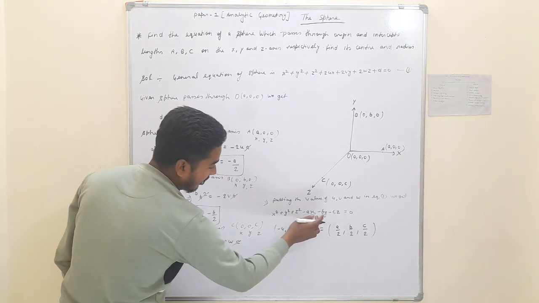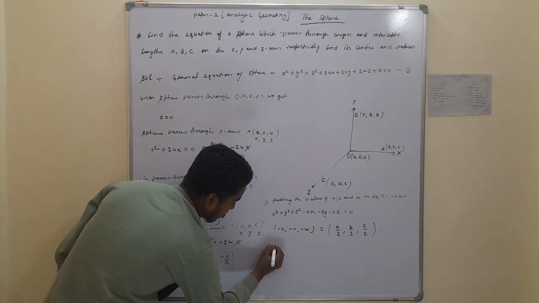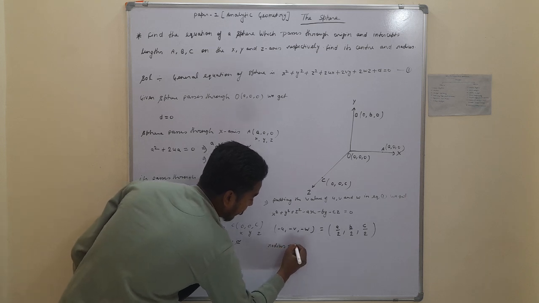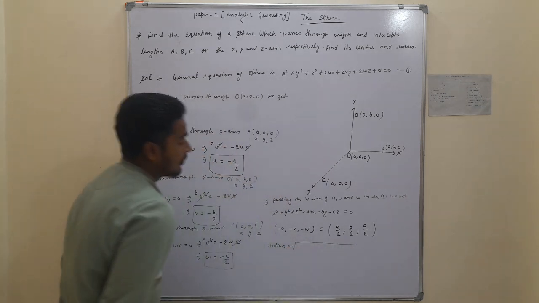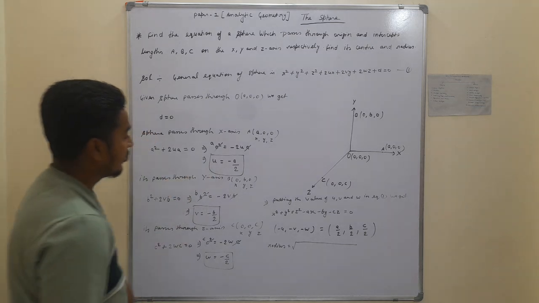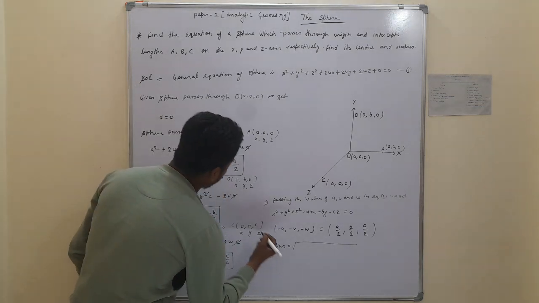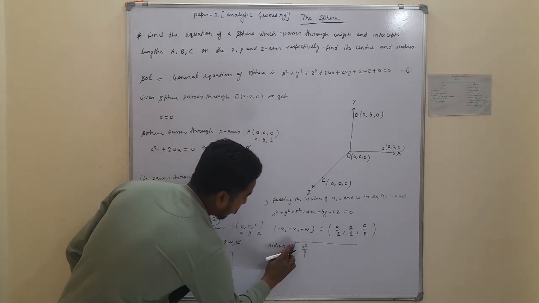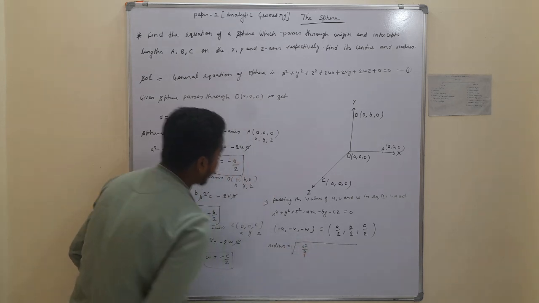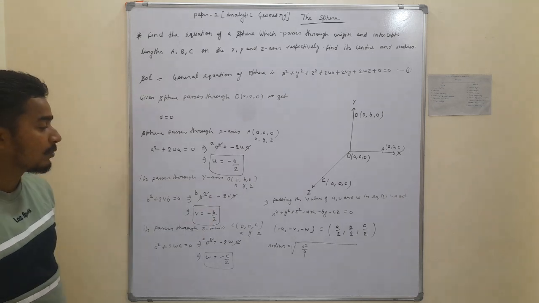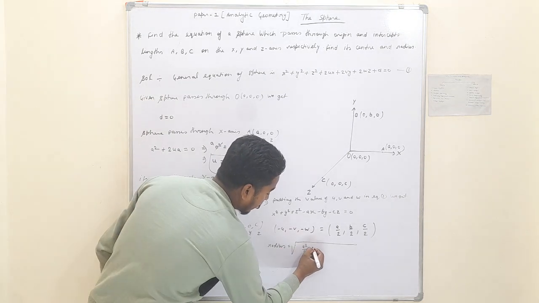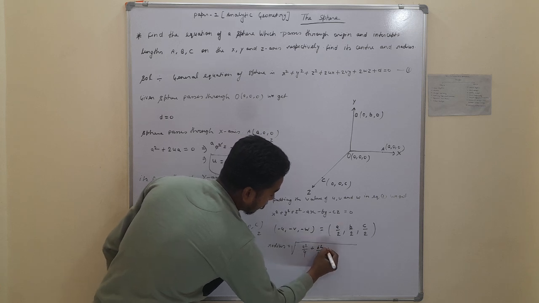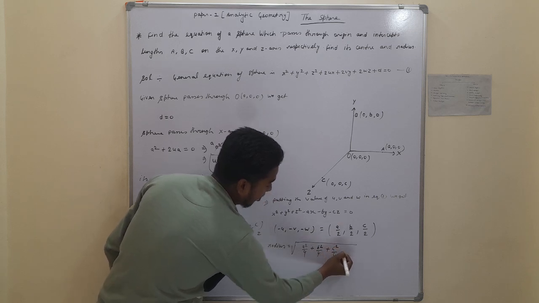Further we have to find the radius. The radius is given by the square root of u square plus v square plus w square minus d. u square: u is minus a by 2, we get a square by 4. v is minus b by 2, on squaring we get b square by 4. Similarly for w, this is c square by 4, and minus d.